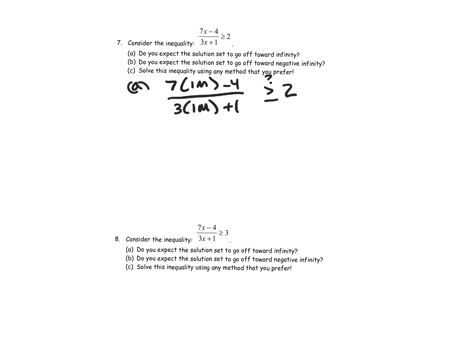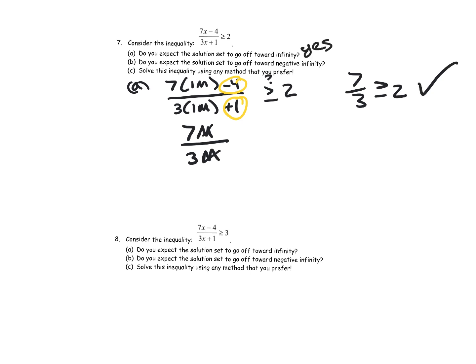And thinking about when I put in huge values for x, the constants right here, -4 and +1, become pretty insignificant compared to everything else. So you're really going to be left with something, in this case, 7 times huge, like 7 million, say, over 3 million. And what will that reduce to? It'll reduce to 7/3. And is 7/3 greater than or equal to 2? It indeed is. So I would expect infinity to be part of my solution.